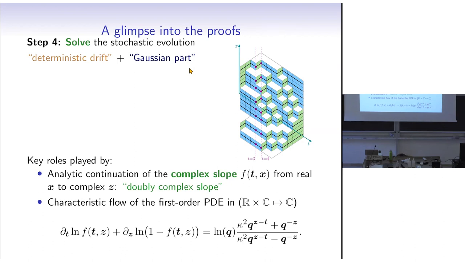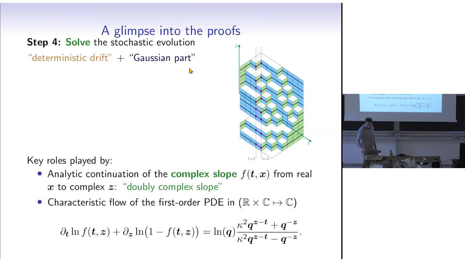And eventually our nonlinear equation became much simpler if we look at it along the characteristic flow of a certain first order partial differential equation, which is kind of a relative of the complex Burgers equation. But for the complex Burgers equation, usually you don't have this right hand side. The new feature is this right hand side, which controls inhomogeneities, but essentially many things are encoded in terms of this equation.